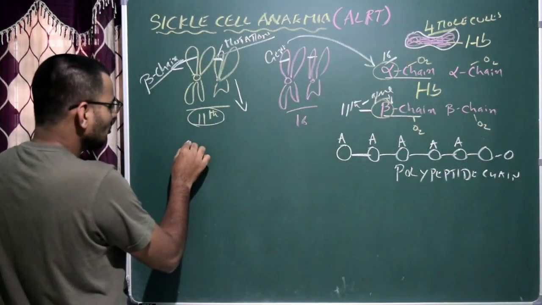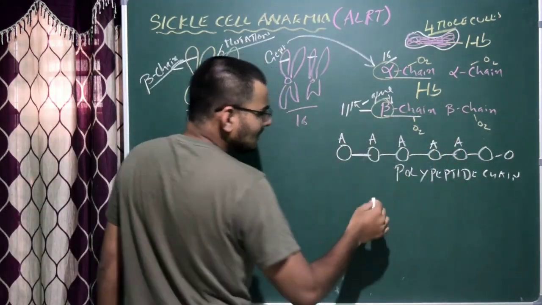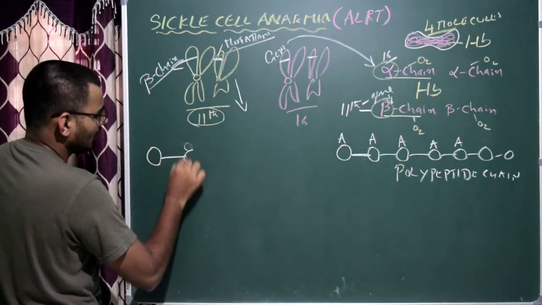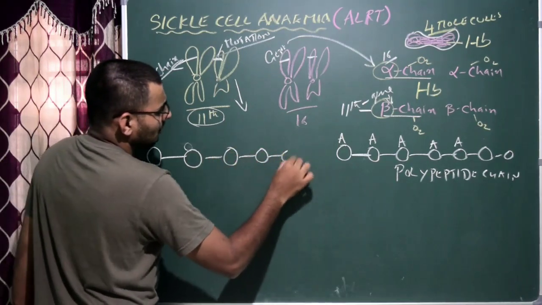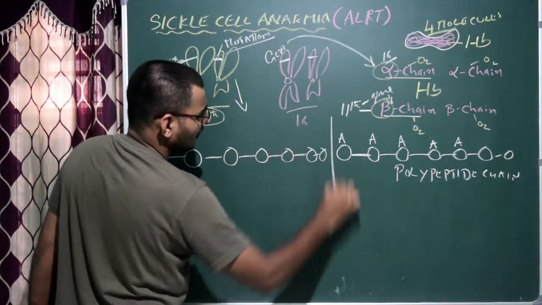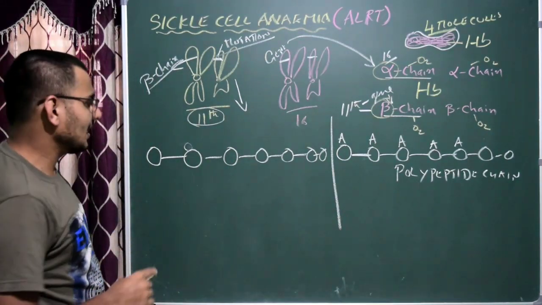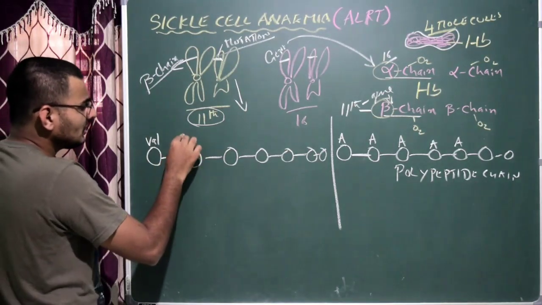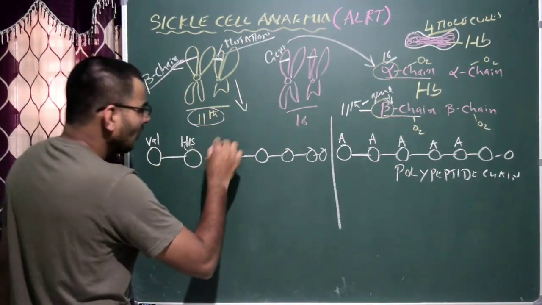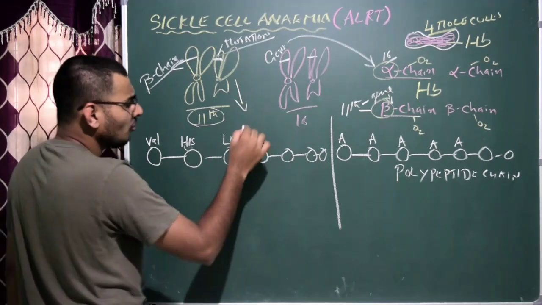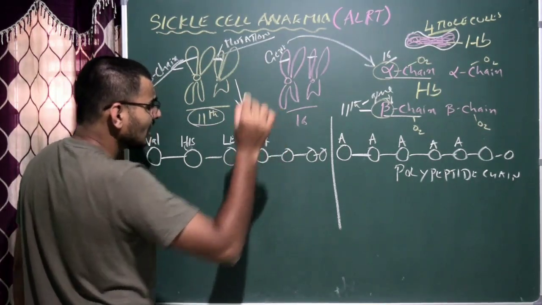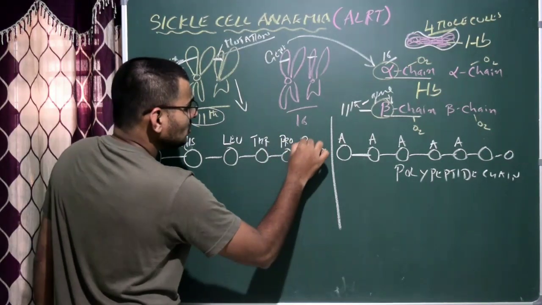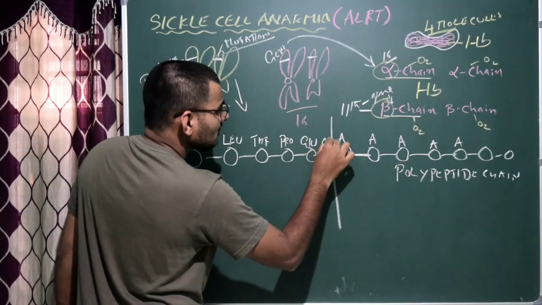not like this. Instead of that, if you look into the amino acid sequence, particularly for a beta chain, we will just write beta chain. The structure of the beta chain mainly consists of 7 amino acids, which are linked by peptide bonds. The first one is valine, and the second one is histidine. The third one is leucine, and the fourth one is threonine, and the fifth one is proline, and the sixth one is glutamic acid, the seventh one is also glutamic acid.